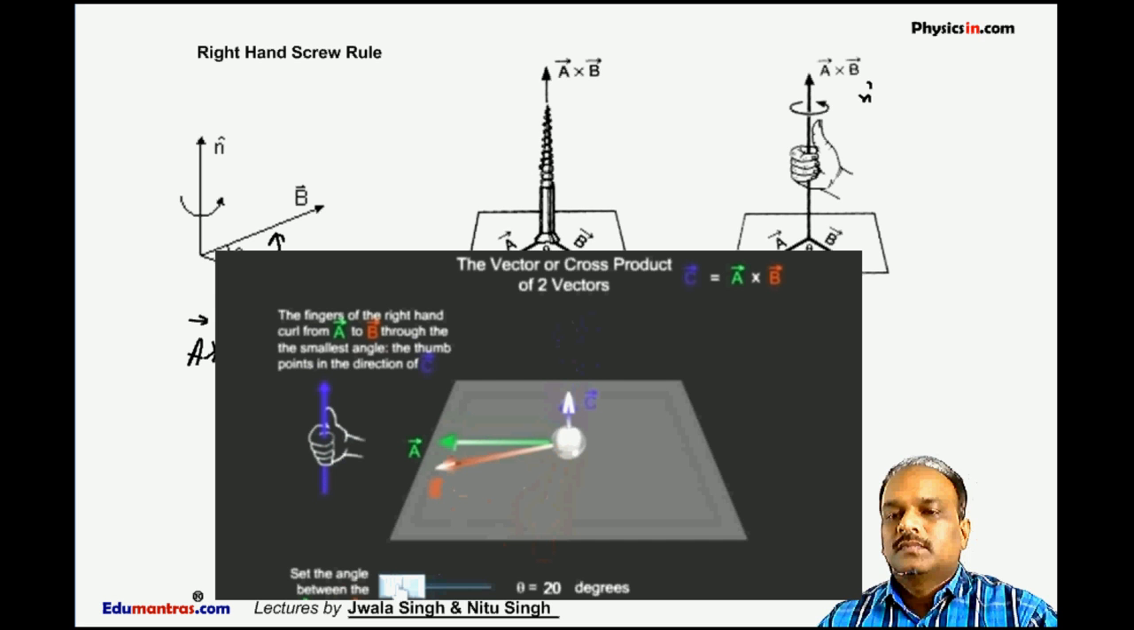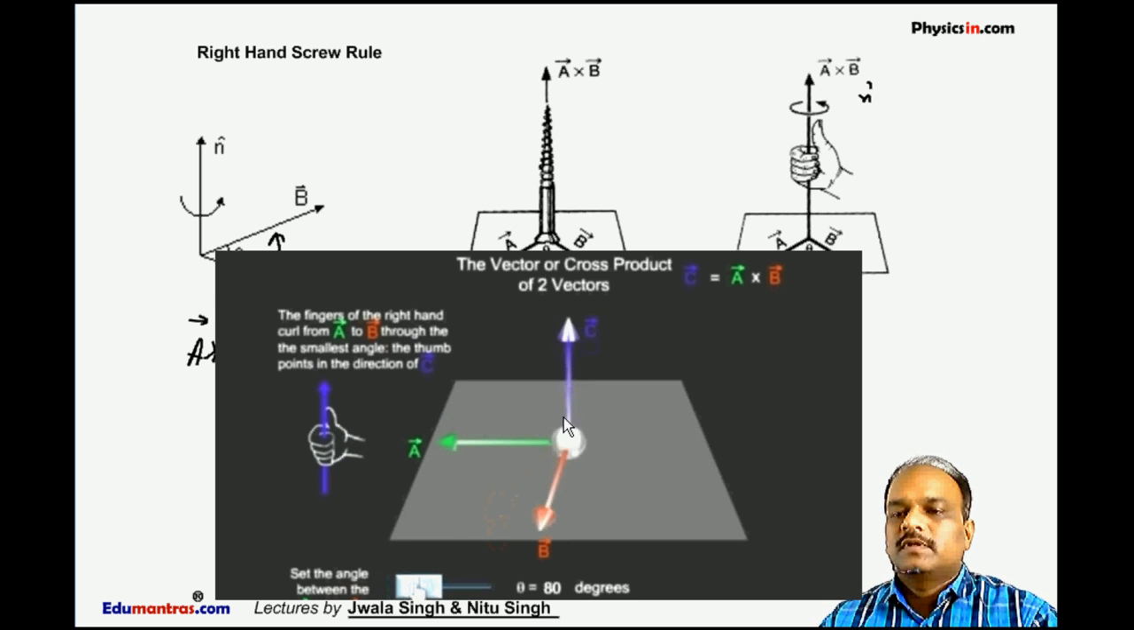See, this is vector A, this is vector B. A cross B will give me vector C. So I will rotate this vector A towards this vector B. If this is B here, I will rotate it in this direction. If B is here, I will rotate it in this direction. Then this is the vector C, which is also the direction of n cap. So this is called right hand screw rule.